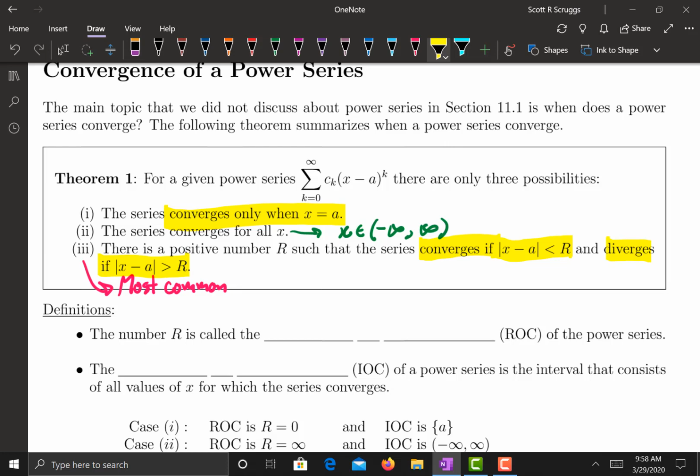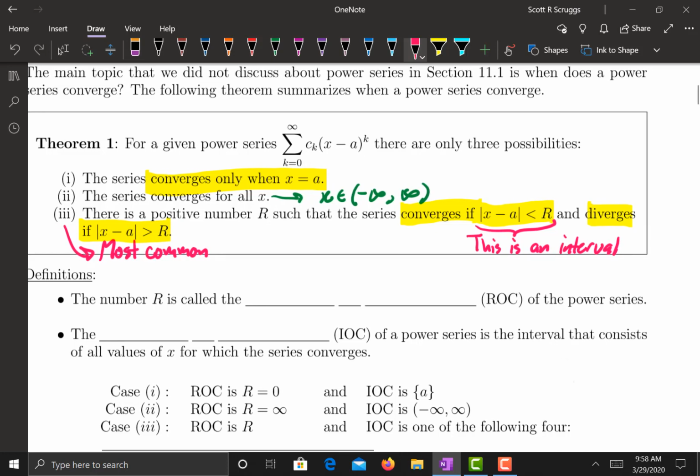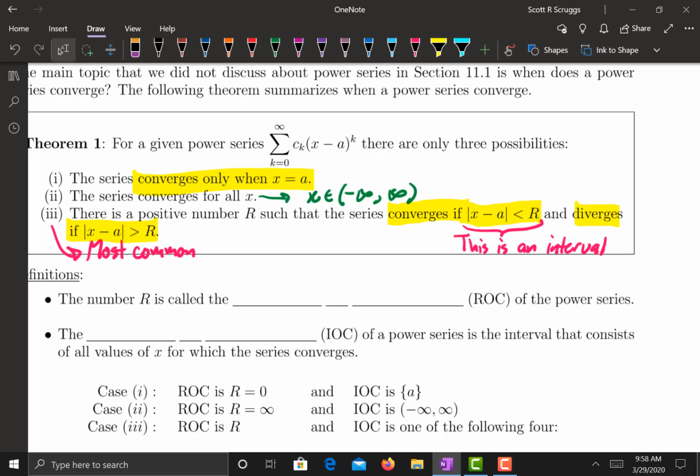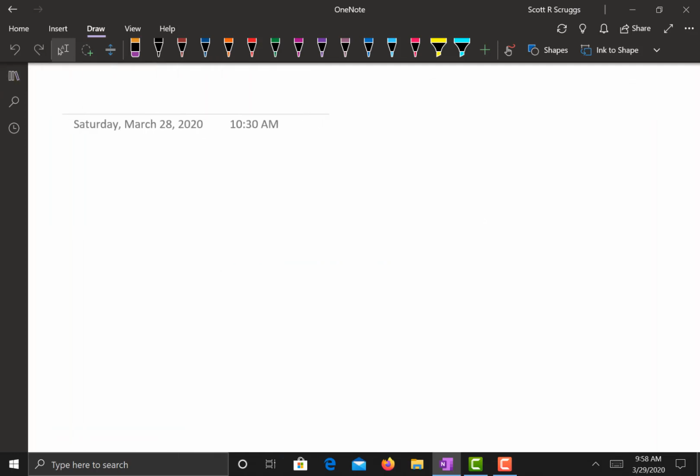Here's why that is important. This definition with the absolute value, while it doesn't look like it, gives us an interval, which means that we have an interval in which my series can converge or diverge. So let's dissect in case 3 what that interval is going to look like.